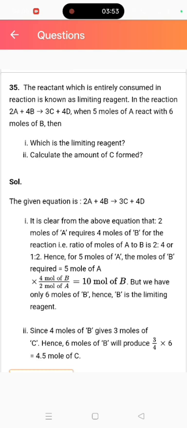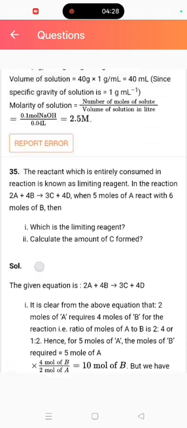Next, calculate the amount of C formed. Since 4 moles of B gives 3 moles of C, 6 moles of B will produce 3 by 4 into 6, that is 4.5 moles of C. So what is the limiting reagent? The reactant which is entirely consumed in a reaction is known as the limiting reagent. Hope this question is clear.